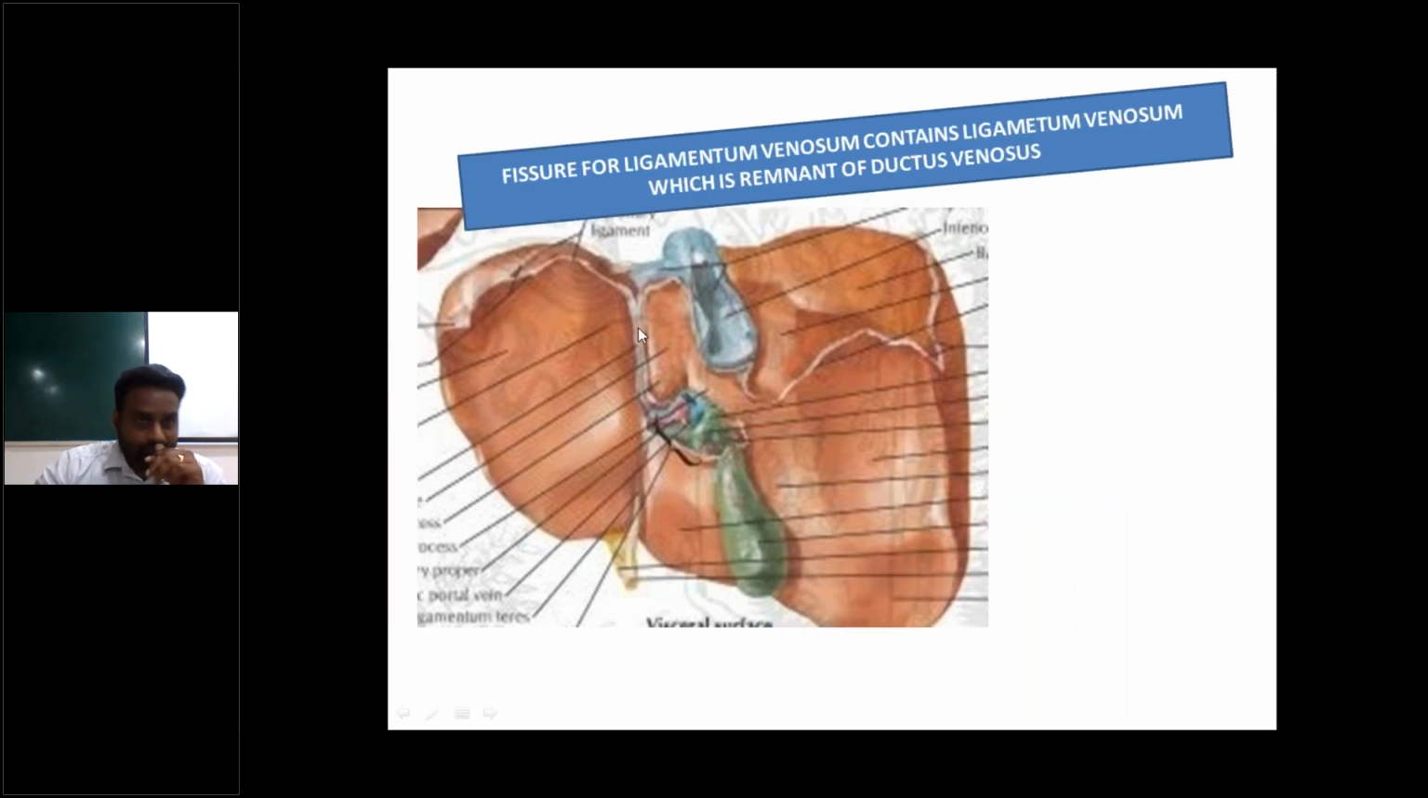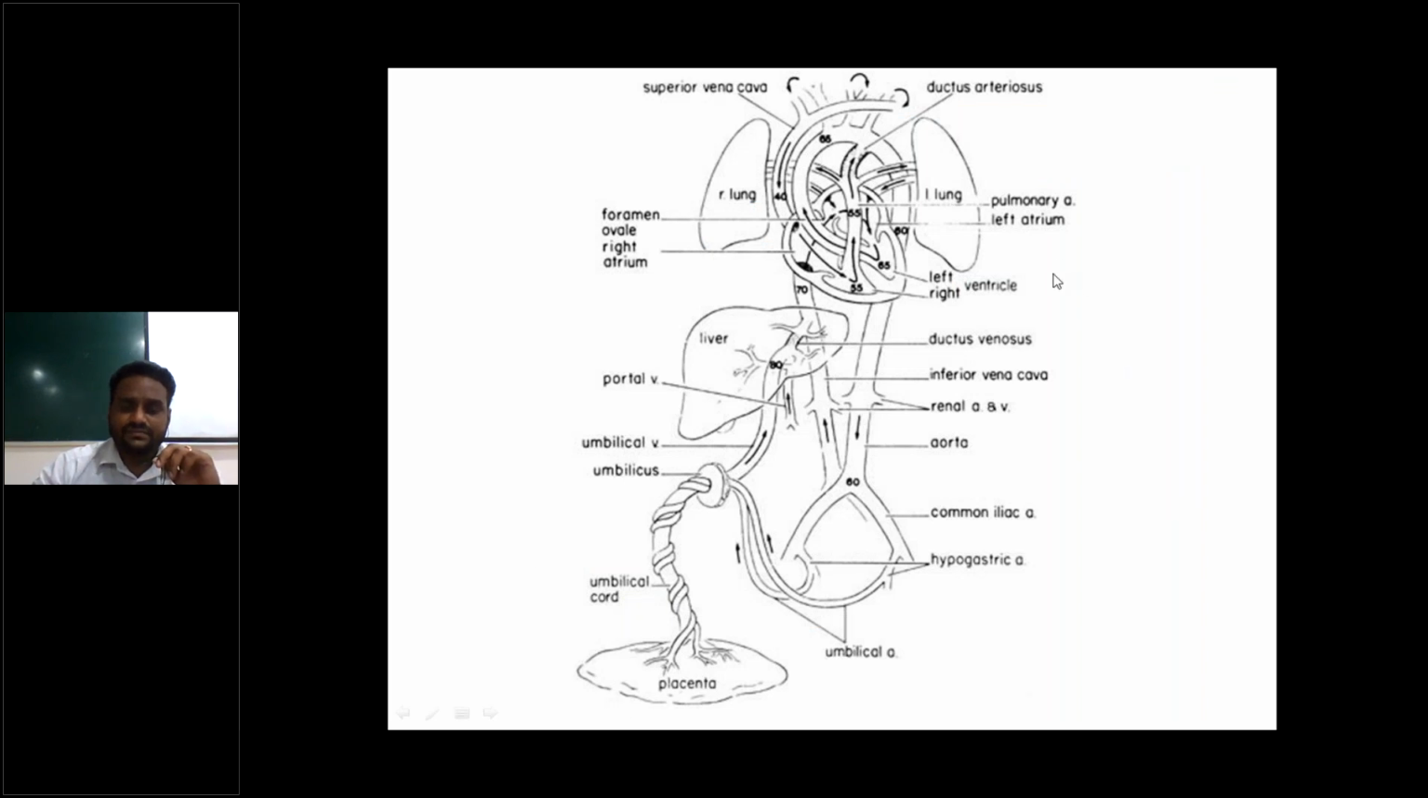Now we come to the fissure for ligamentum venosum. This is the fourth feature of the posterior surface, the fissure for ligamentum venosum, and it contains the ligamentum venosum, which is the remnant of the ductus venosus. Here we can see it. In another picture, we can see that ligament.